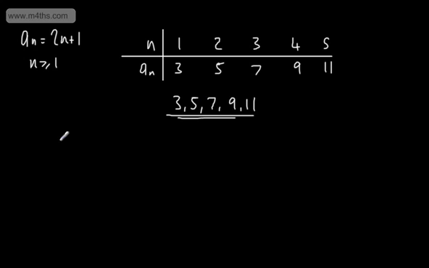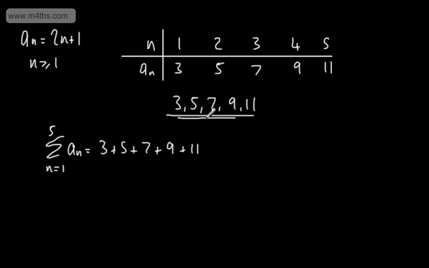We might show the series now using sigma. Sigma is the Greek to sum. So the series, and we'll take n from 1 to 5 of a sub n, will be equal to 3 plus 5 plus 7 plus 9 plus 11. So we can say the sum of the first 5 terms of this arithmetic sequence will give us now 35.